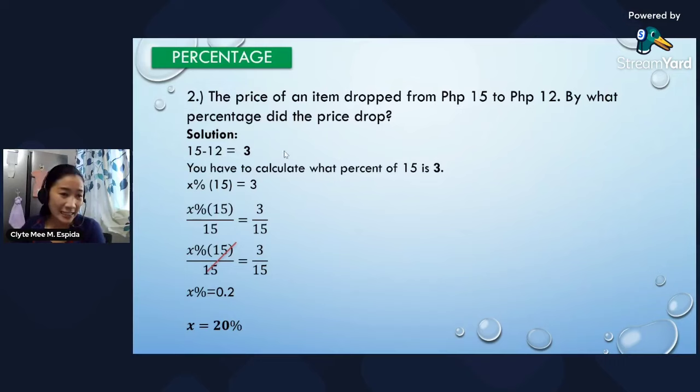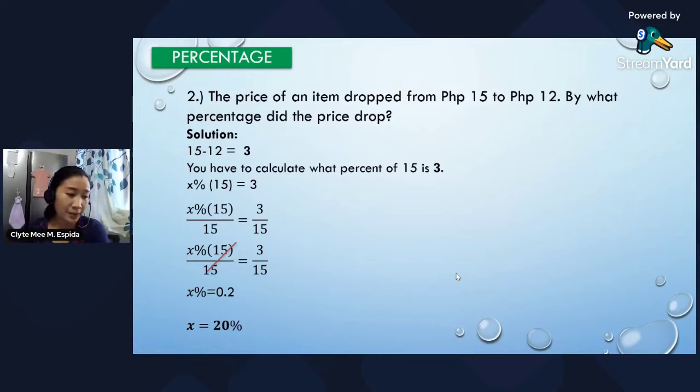Okay, then let's have number 3. Proceed na tayo. Or you may have 3 and 15. If you know the multiples, you will have 3, 6, 9, 12, 15. If this is 100%, you will have 20, 40, 60, 80, and 100. So 3 is 20%. Okay? Okay, congratulations sa mga nakakuha ng tamang sagot.